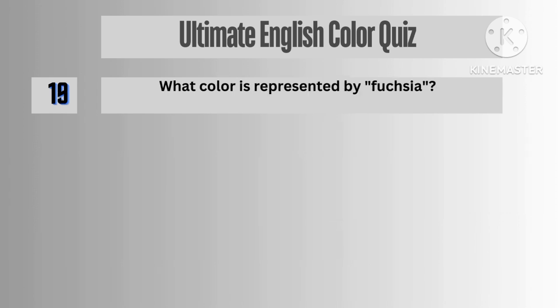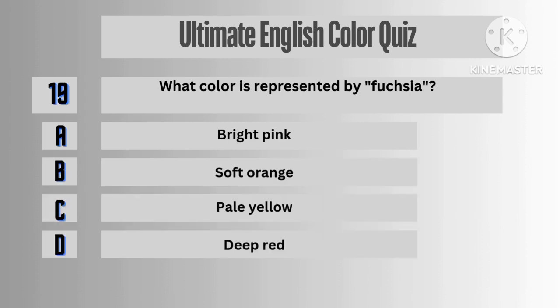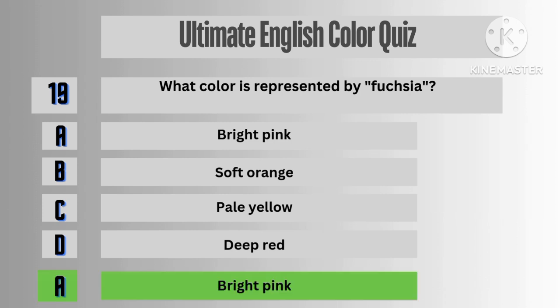Question number 19. What color is represented by fuchsia? Option A bright pink. Option B soft orange. Option C pale yellow. Option D deep red. 5, 4, 3, 2, 1. Correct answer is A bright pink.